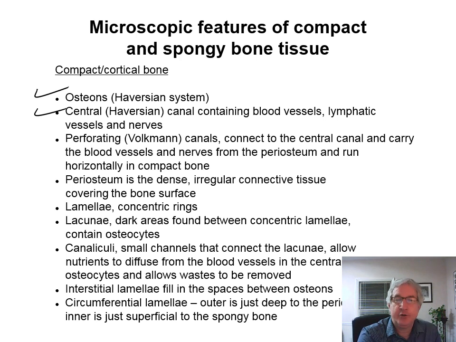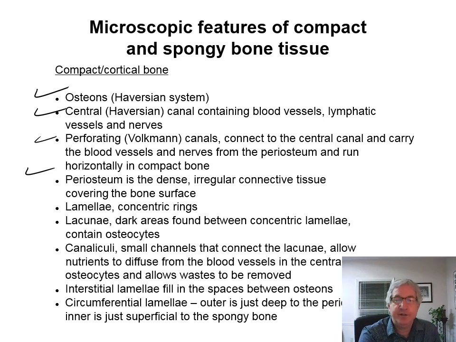The central or Haversian canal contains blood vessels, lymphatic vessels, and nerves. Then you have perforating or Volkmann canals. Those go sideways, and they connect to the central canal and carry blood vessels and nerves from the periosteum into the compact bone. Periosteum, remember, is a dense, irregular connective tissue covering the bone surface.